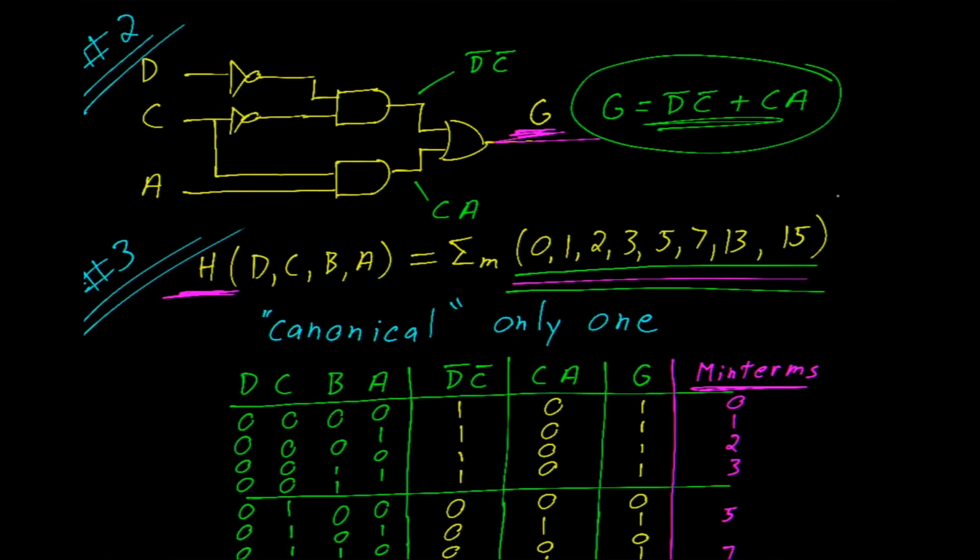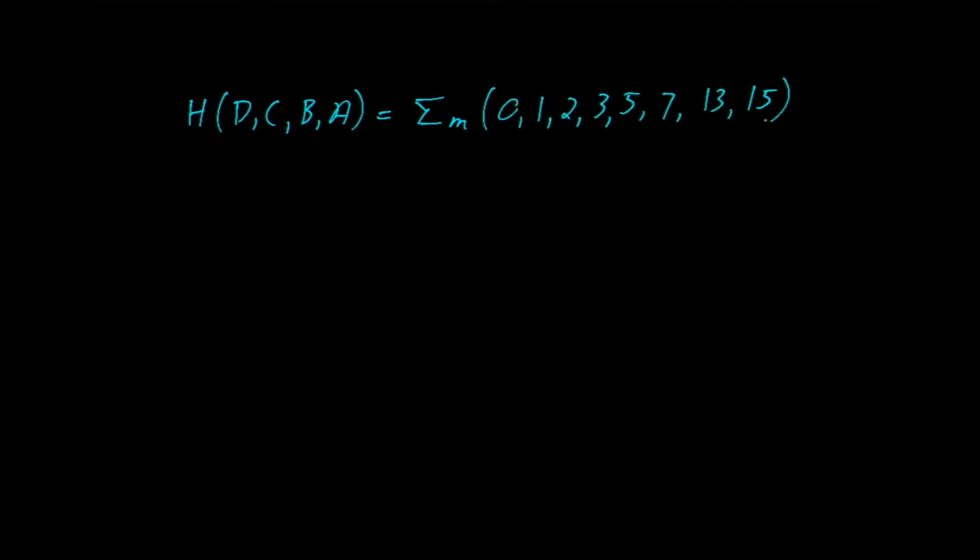Let's try this again, except this time, let's start at the minterms and see if we can use Boolean algebra to find a simplified circuit. We'll start with function H. We said that was the compact sum of minterms, like so. This can be rewritten as a sum of minterms. In fact, let's write that down. So sum of minterms. And just to be complete, we're going to call this the compact sum of minterms.